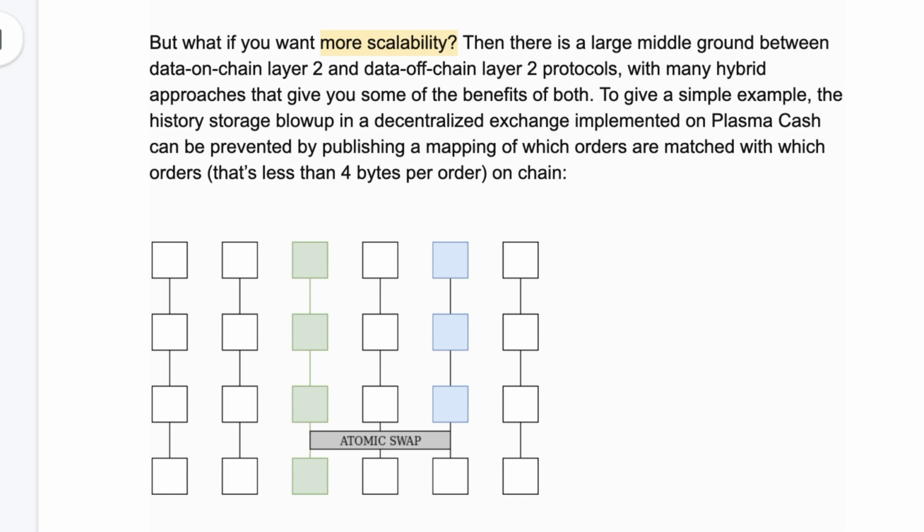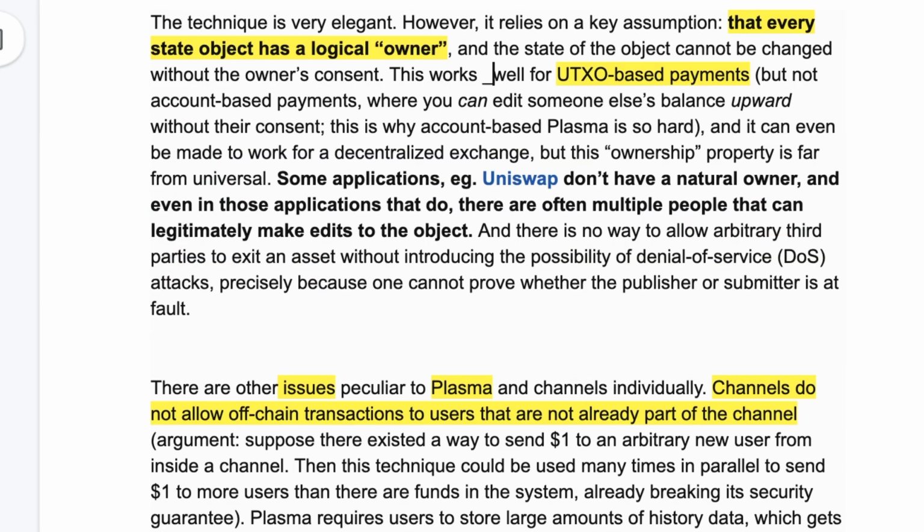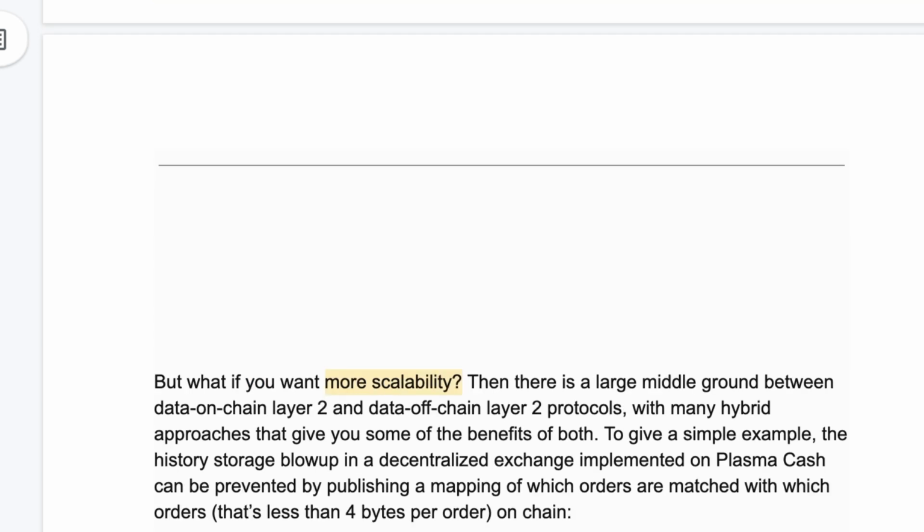So basically, in short, more scalability can be achieved by, first of all, reducing the data history of Plasma, because that's very big, and maybe creating a map between matched orders between the history, and that can be reduced to a very small amount, to around 4 bytes per order. So the idea here is combining the technologies of optimistic rollup, zero knowledge, Plasma, state channels, and so on, and being able to create a hybrid layer 2 protocol.